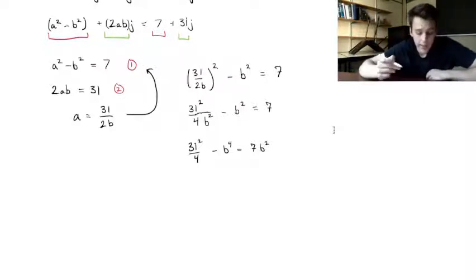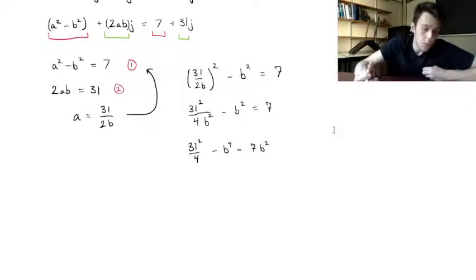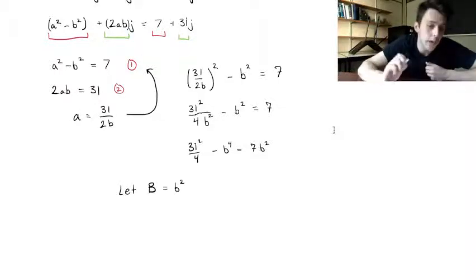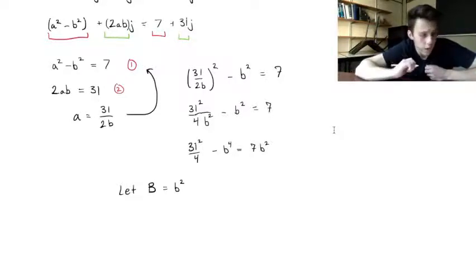And the way that we're going to do that is by a quick little substitution. Instead of b to the 4, let's make the substitution: let capital B equal b squared. This way, we should be able to get this equation that we have in terms of a quadratic, right?